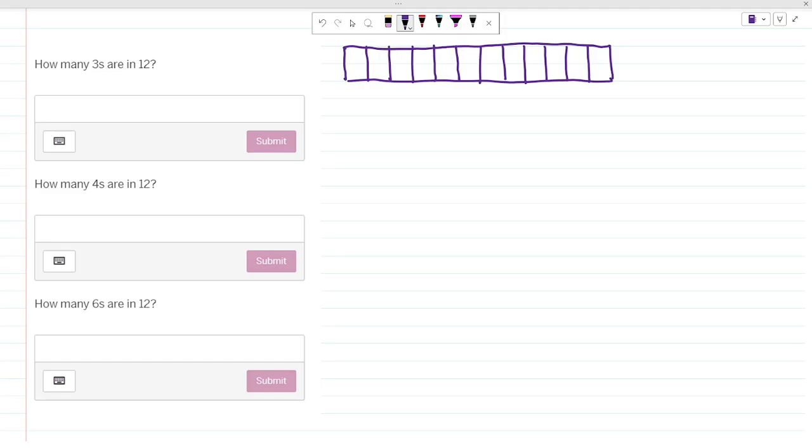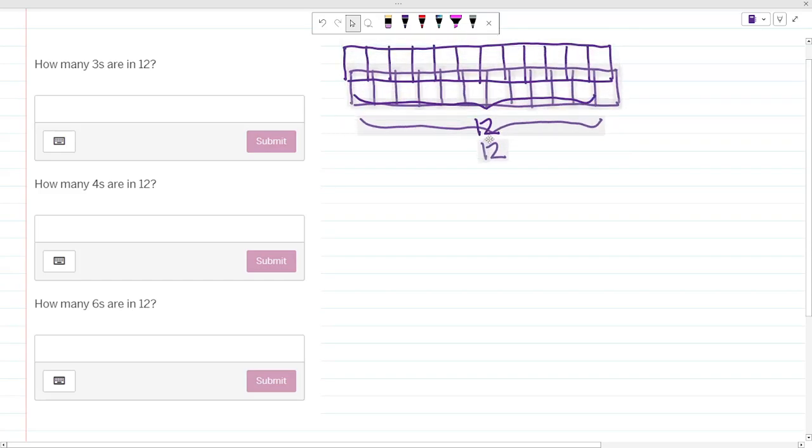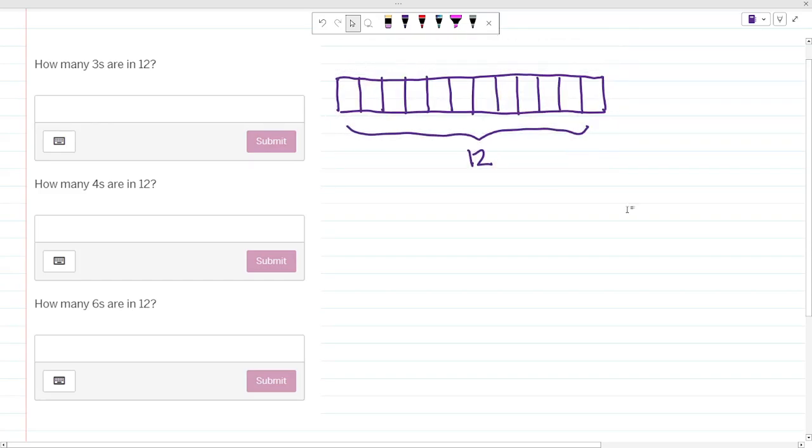Okay, and the question asks how many 3s are in 12. So we want to look at how many groups. So here's 12. How many groups of 3 do we have? Let me scoot my diagram down so you'll be able to see what I'm going to write up top. So here is one group of 3. So if I take these first 3, that's one group of 3.